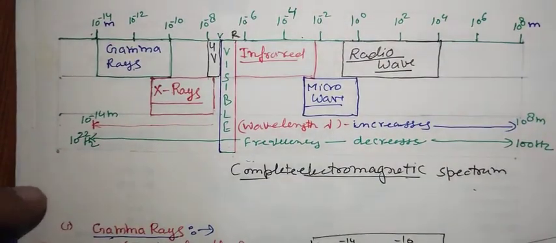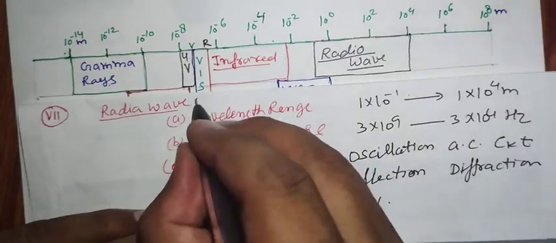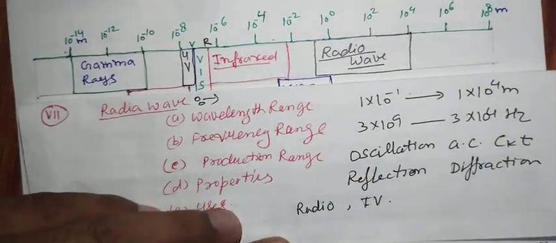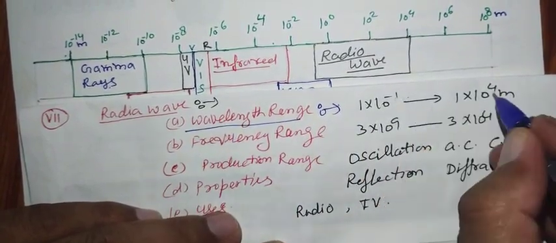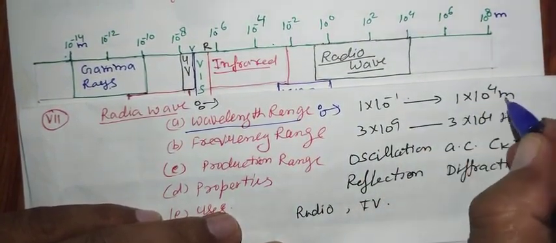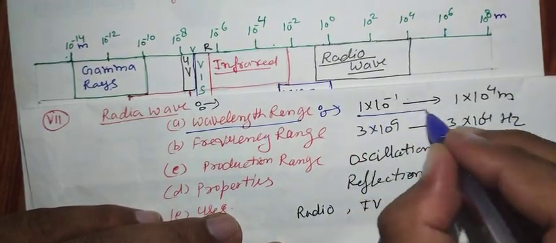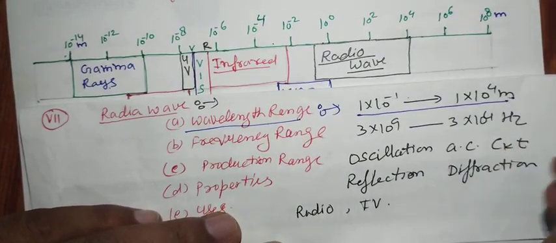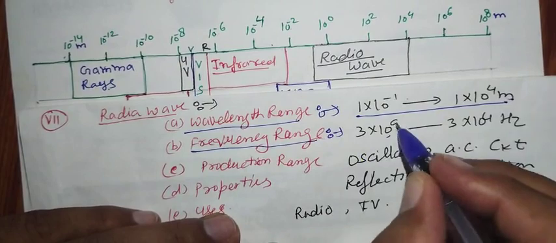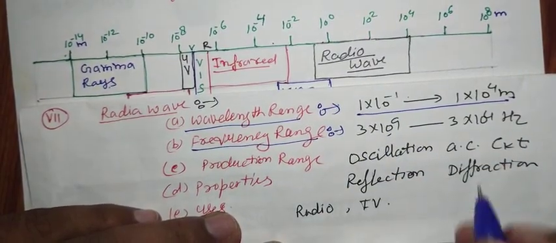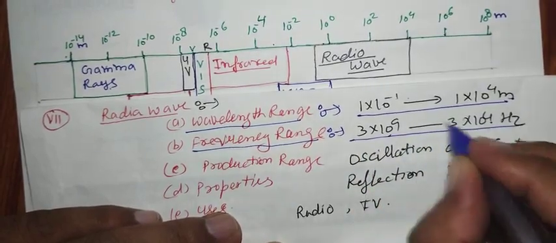Radio waves have the following properties. Wavelength range is from 10 to the power minus 1 to 10 to the power 4 meter, which means up to 10 kilometer long signal wave. Frequency range decreases from the very high frequency of gamma rays up to 10 to the power 4, very small.